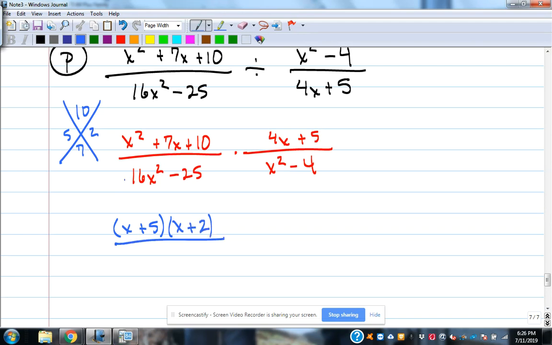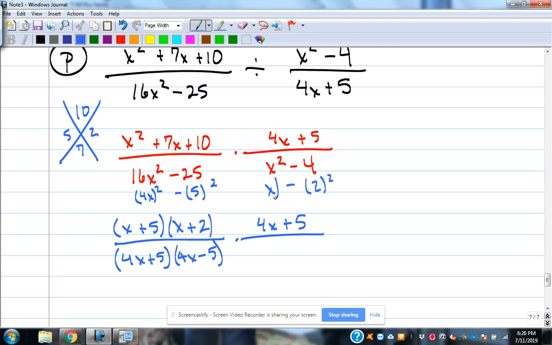On the bottom, 16x squared and 25. That's a difference of squares. 4x and 5. So that's 4x plus 5, 4x minus 5. The 4x plus 5 doesn't factor at all, so that's nice. And then the x squared minus 4 is a difference of squares because that's 2 squared and that's x squared. So it'll be x plus 2, x minus 2.